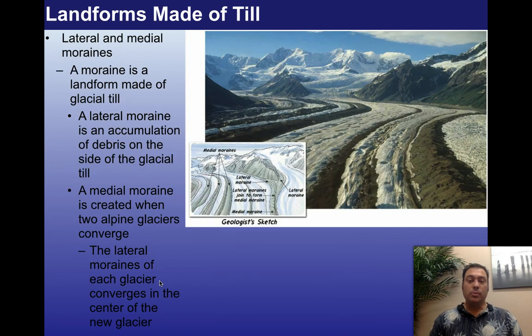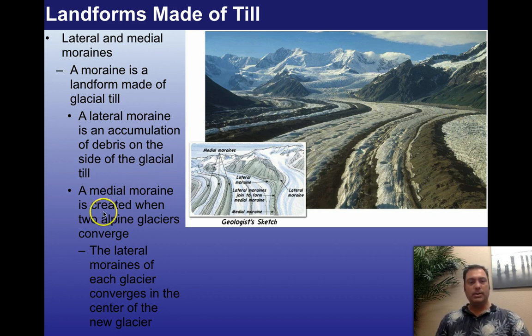All right, so we kind of have been building a case towards talking about the deposits themselves. These landforms that are made exclusively out of till are called moraines. So a moraine is a landform made of glacial till. Here is a glacier, here we see rocks piled up on the side. So a lateral moraine is one right here, an accumulation of debris on the side of the glacier. So here we see it right here.